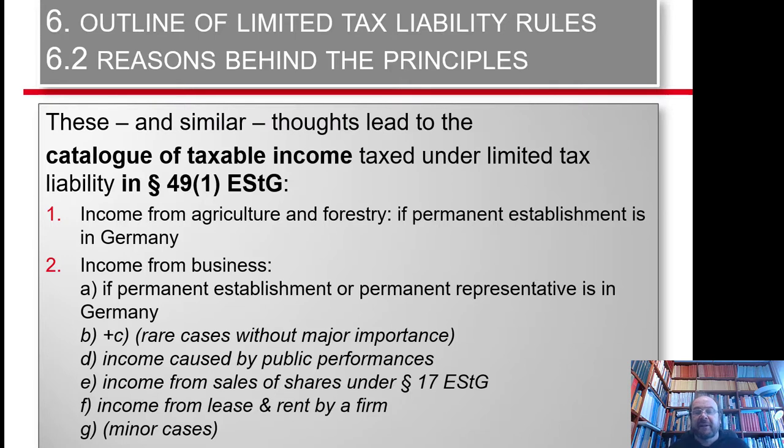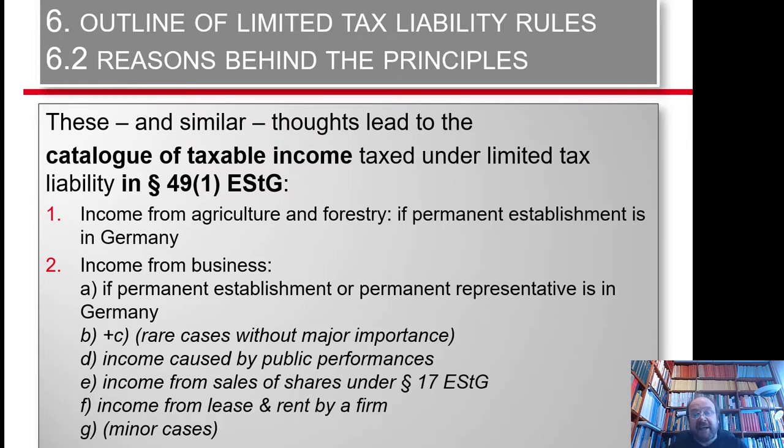So in the end, when we look at the list which finally comes out in paragraph 49, section 1, EStG, you see it assorted according to the well-known 7 types of income in Germany. Number 1, income from agriculture and forestry is taxable if there is a permanent establishment for agriculture and forestry in Germany. So if, in plain words, you have a farm or a similar thing on German territory, the income from that is taxable here. Good.